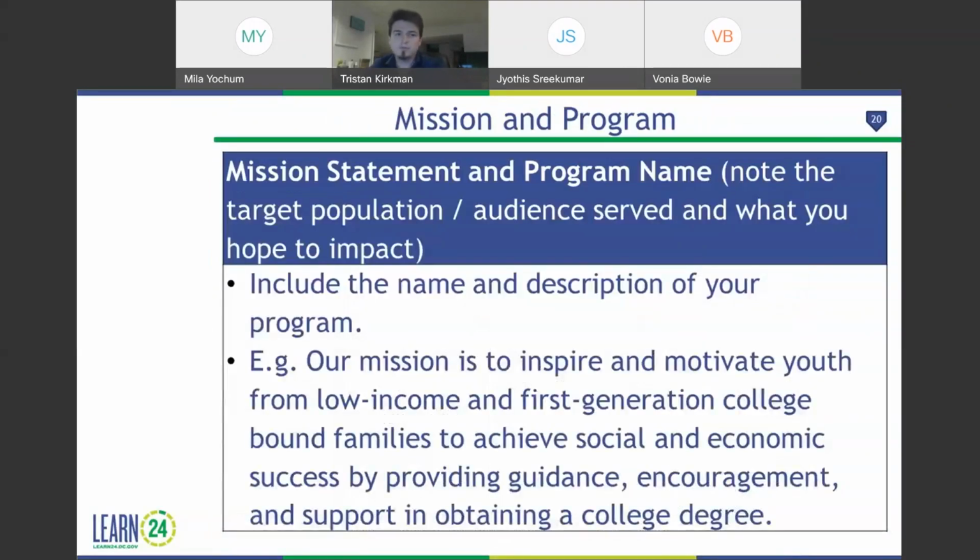First, we're going to start with the broader goals of your program, encapsulated as a mission statement. As part of this, you'll need to note your program's target population and how you hope to impact that population in general terms. For this, you include the name and description of your program. An example of this is to inspire and motivate youth from low-income and first-generation college-bound families, that's the population of interest, to achieve social and economic success by providing guidance, encouragement, and support in obtaining a college degree. Again, there's a focus on the population that you're intending to serve and the specific path that you're hoping to do so.